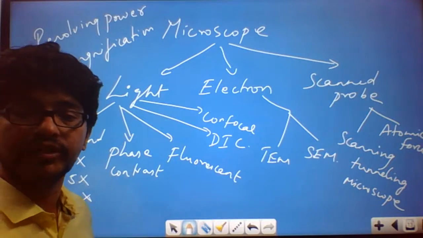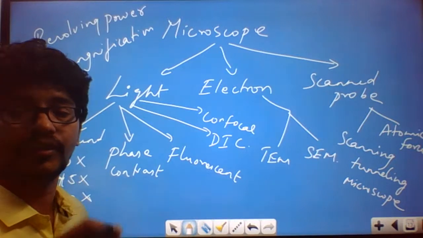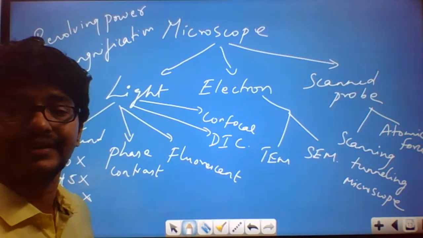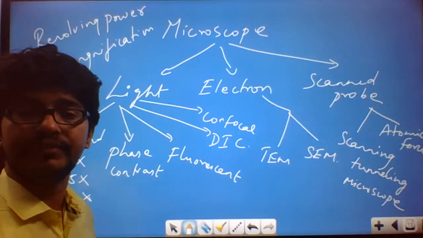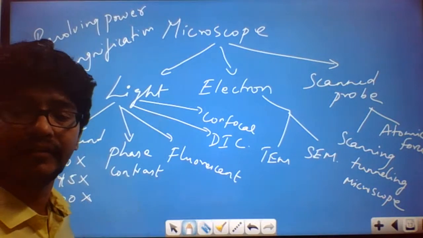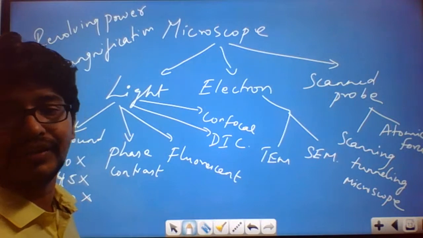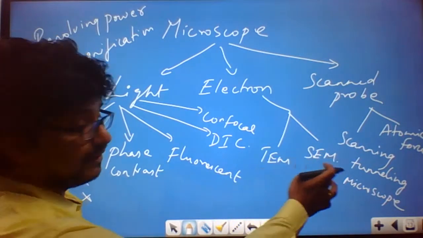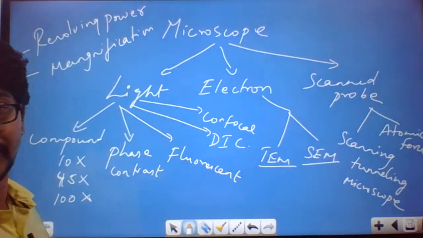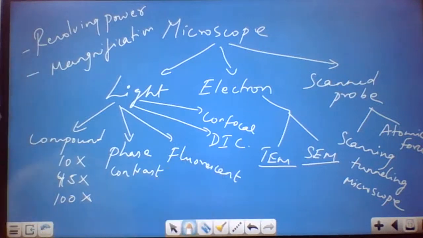But in the dark field microscope, the background is dark, but the organism that you're looking at is bright. This is called a dark field microscope. So this makes the difference: where the background is bright, it is a bright field, and where the background is dark, we call it a dark field microscope. I told you in the last slide, TEM is the transmission electron microscope, SEM stands for scanning electron microscope, and DIC is differential interference contrast.